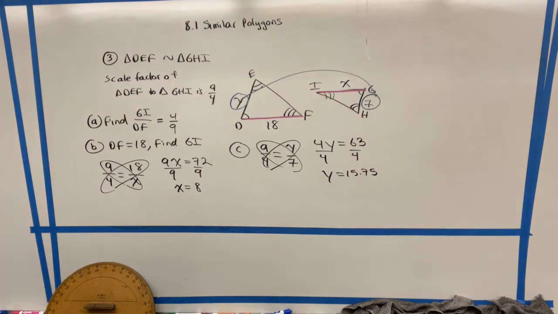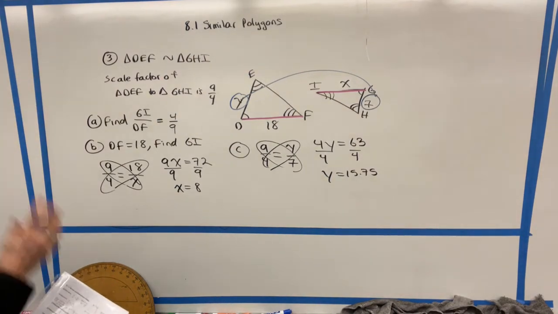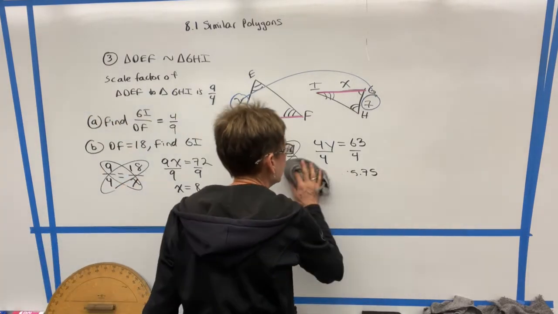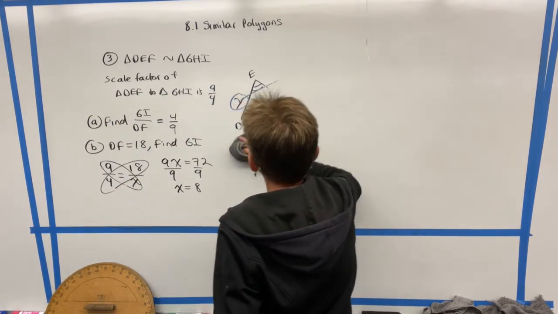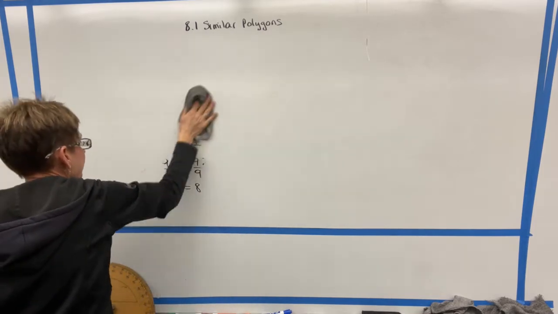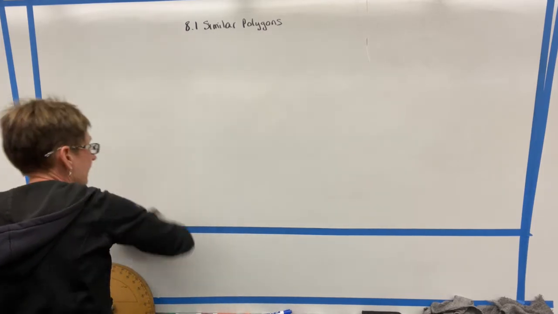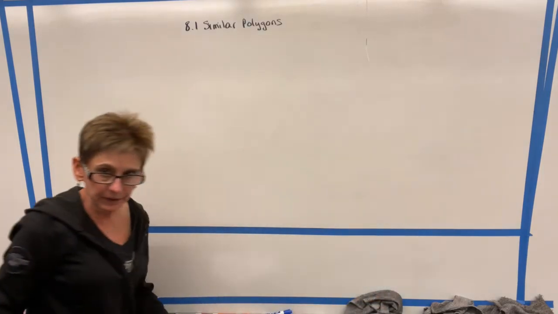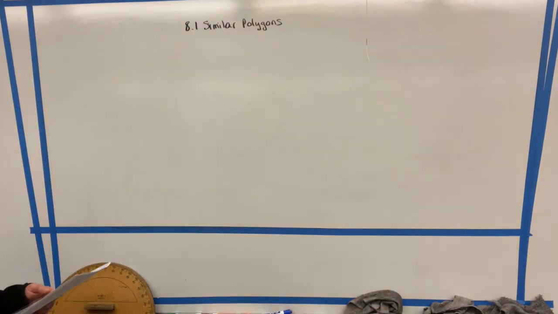Now I know it kind of sucks to get an answer that is a decimal or a fraction, but that does happen a fair amount in this chapter, just because most of the problems involve using fractions, because we're doing a side divided by a side. So it is fairly common to get answers that are fractions.